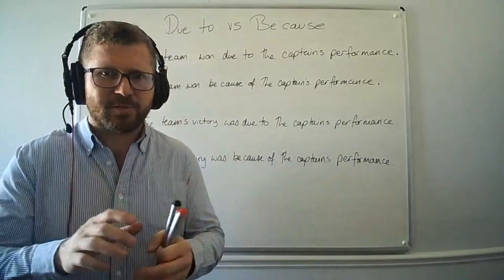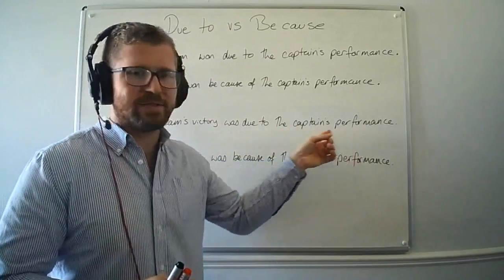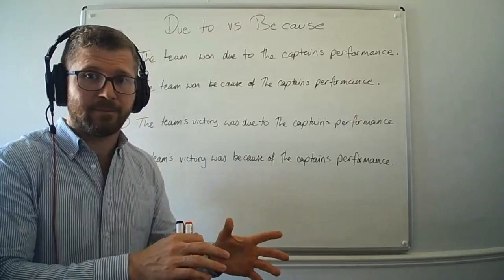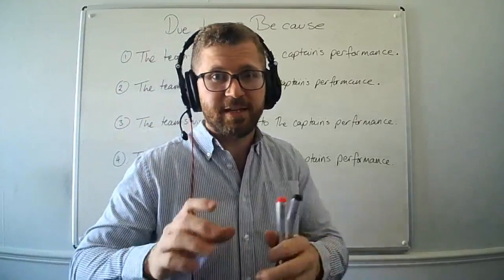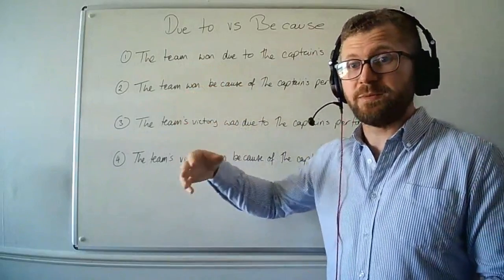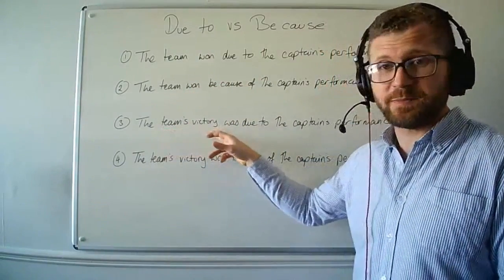Now, that can cause a bit of confusion. This bit at the end, the captain's performance, that is the explanation for something. Now, the thing that we're trying to explain, in this case, is actually up at the start of this sentence. In 1 and 2, it's that the team won, and in 3 and 4, it's the team's victory.